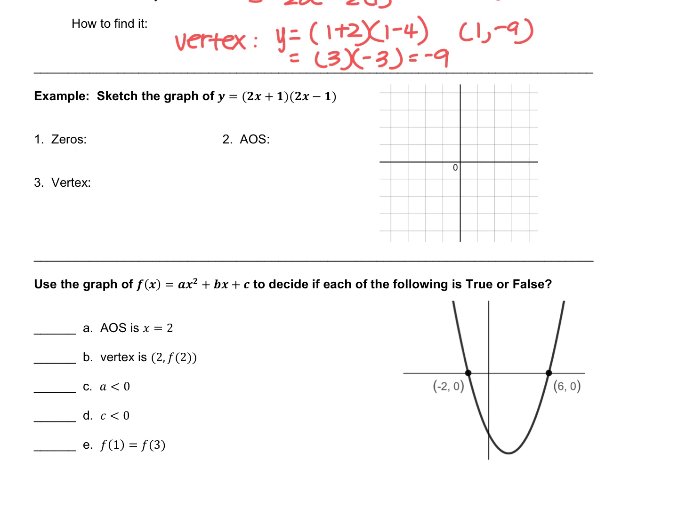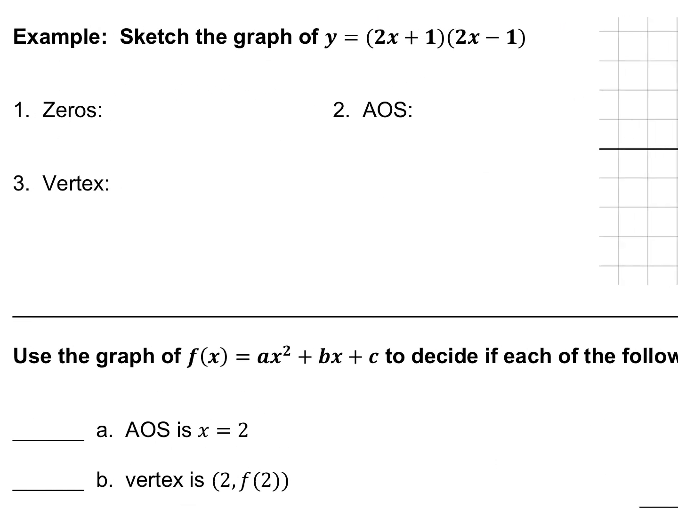So sketch the graph of y equals (2x plus 1)(2x minus 1). So we've got factored form. Our zeros are going to be when these are equal to 0, right? So I would do 2x plus 1 equals 0 and 2x minus 1 equals 0, like that. And so then x would equal negative 1/2 and positive 1/2.